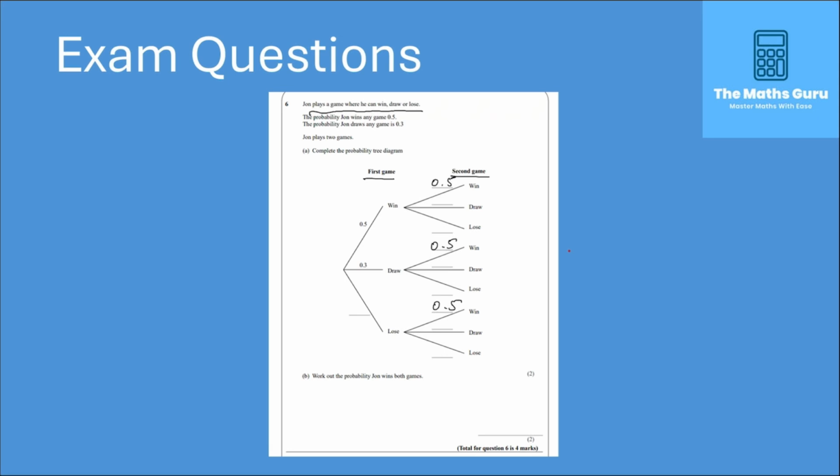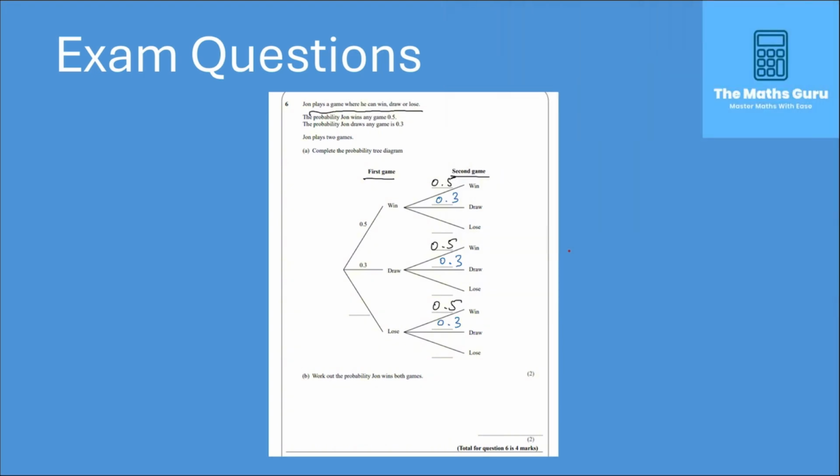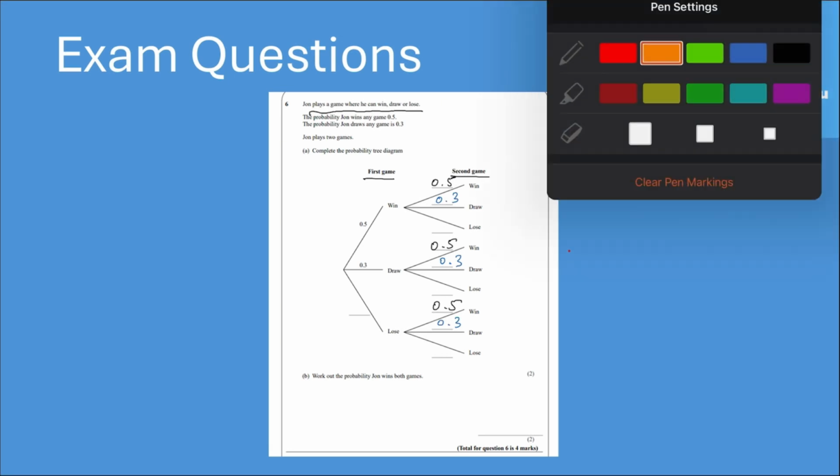Now it tells us that the probability that John draws any game is 0.3. So I'm going to write that in here, 0.3, 0.3, and 0.3. Now it tells us that John plays 2 games and we need to complete the probability tree diagram.